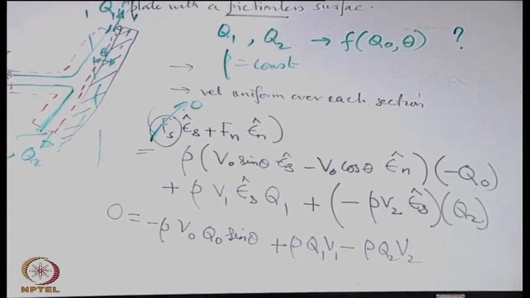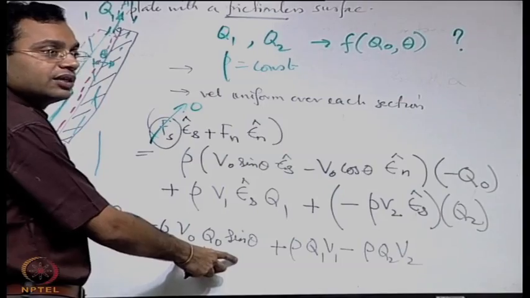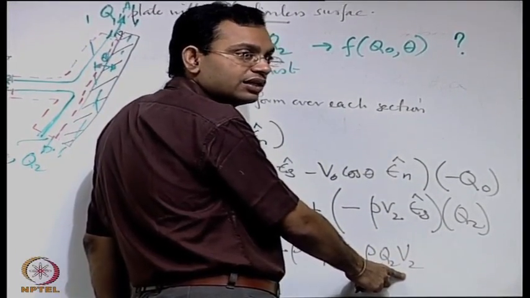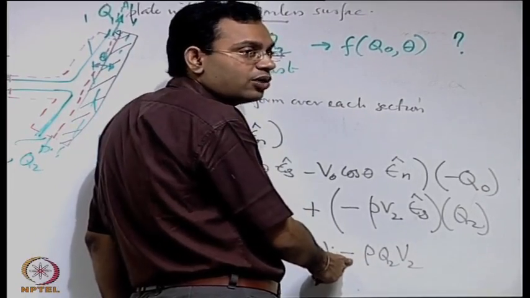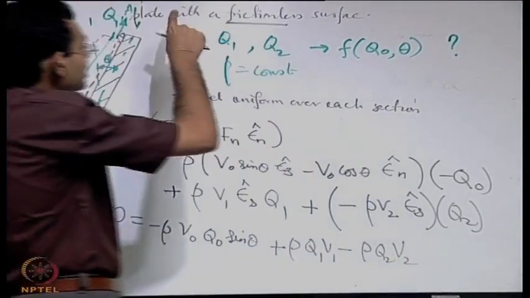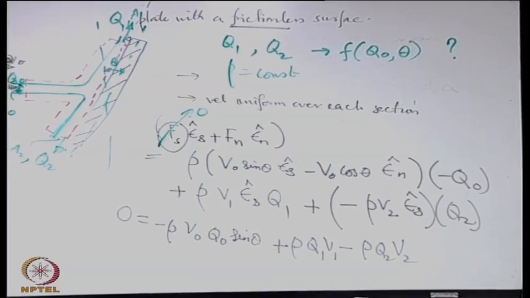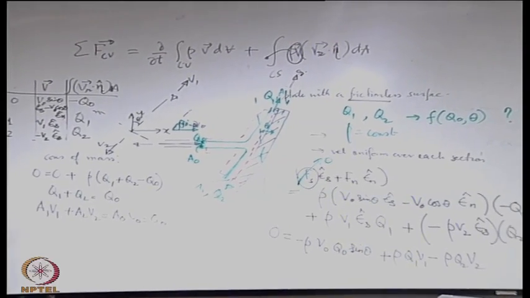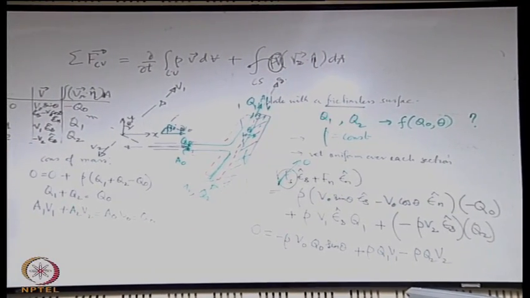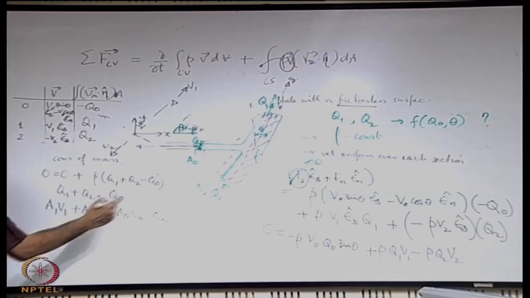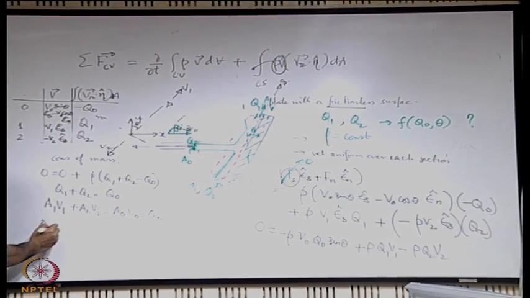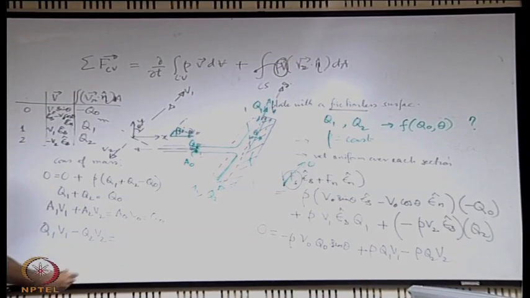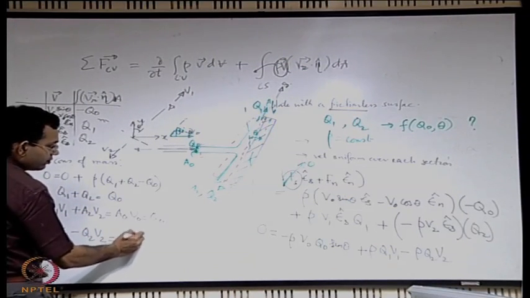Again see the deceiving thing, as if this minus sign is giving inflow, but this is a minus and this is outflow. So the origin of the plus and minus has to be clear. It is not because of outflow or inflow that the plus or minus has come, it has come as a combination of outflow and the direction of the velocity vector. So rho being a constant, from that equation, q1 v1 minus q2 v2 is equal to q0 v0 sin theta.